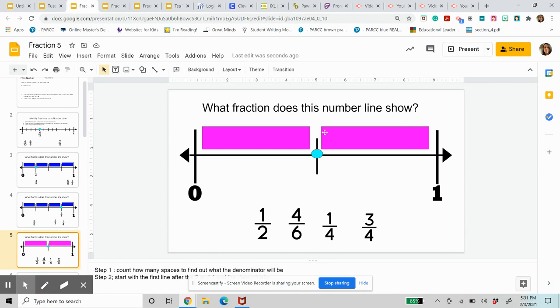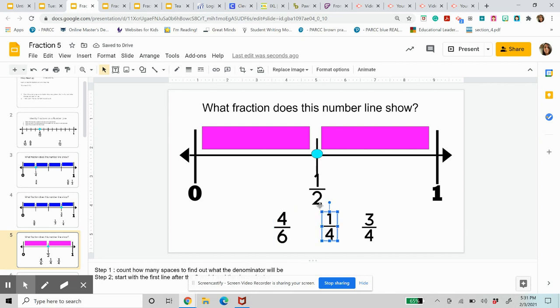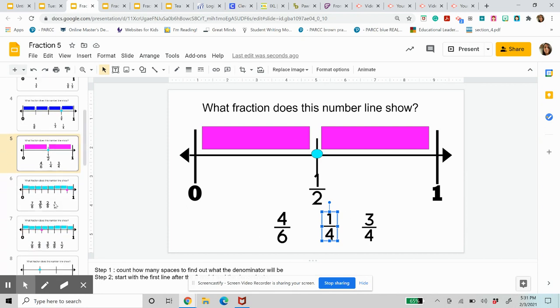So again, you're counting your spaces. That's helping you with the denominator. Okay, write down which fraction you think it is. And if you put 1/2, you are correct. Okay, because it's divided into 2 pieces. This is 1 right in the middle, 1/2. Okay, slide 6.